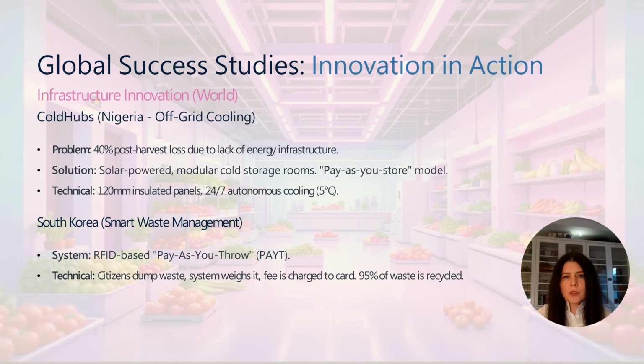Let's go to geographies where infrastructure is insufficient or technology is used differently. The Cold Hubs example in Nigeria is the meeting of engineering genius with simplicity. How do you preserve food where there is no power grid? With solar energy and 120mm insulated panels. The pay-as-you-store model saves the farmer from huge investment costs. This is bringing a financial solution to a thermodynamic problem.